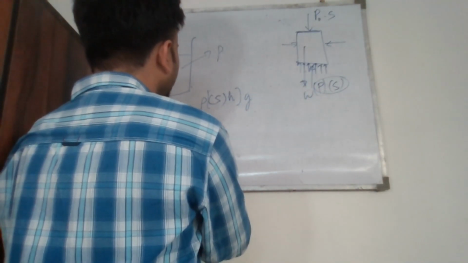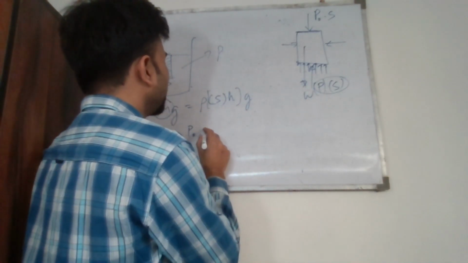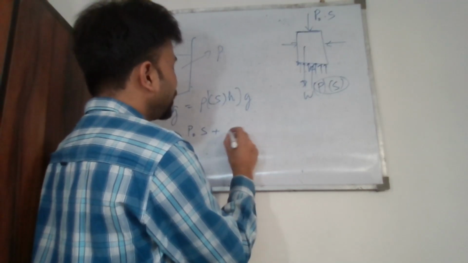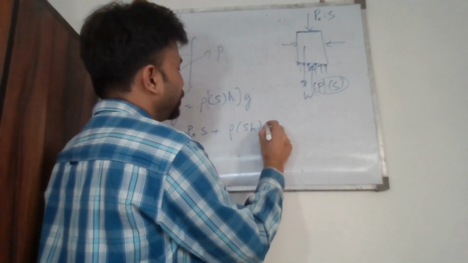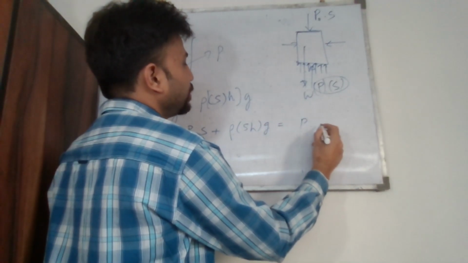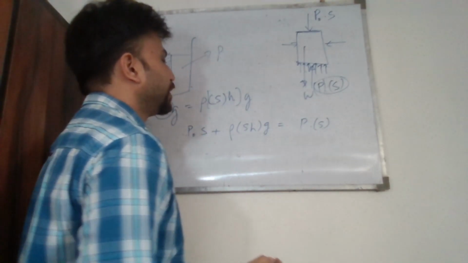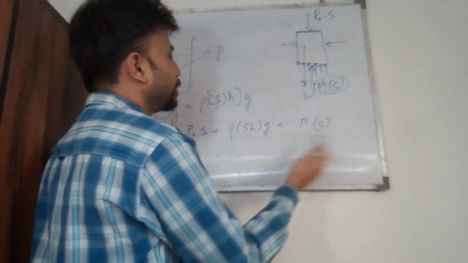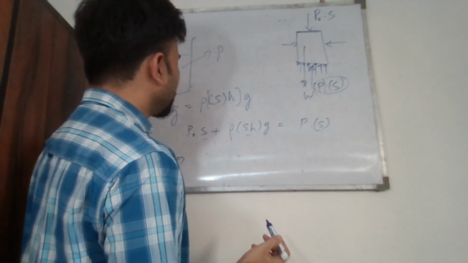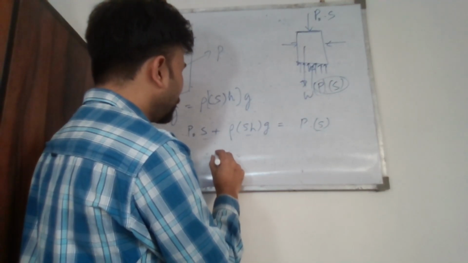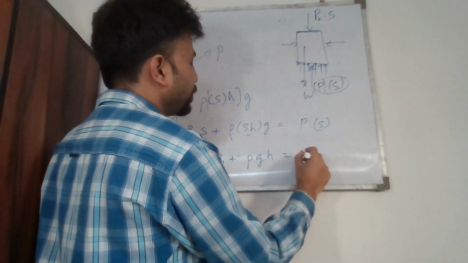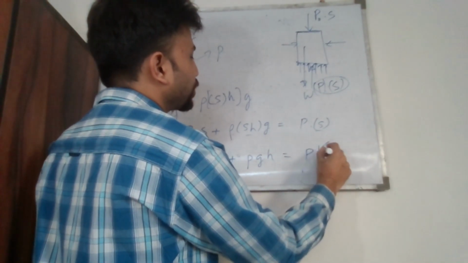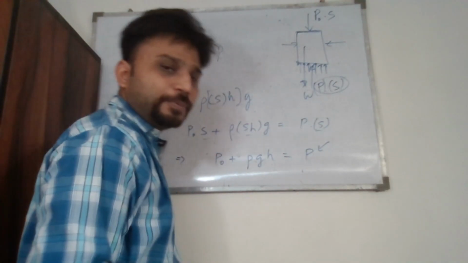So we know that all the vertically downward forces, that is P naught S plus the weight. I'm going to write the weight directly: rho S H into G, is going to balance the vertical force. As you can see, S is common in all the terms in this equation, so it simply cancels out. The equation we are left with is P naught plus rho GH is equal to the absolute pressure at a depth H inside a fluid.